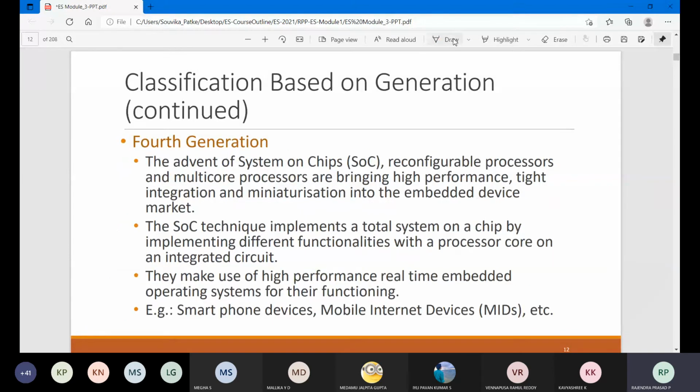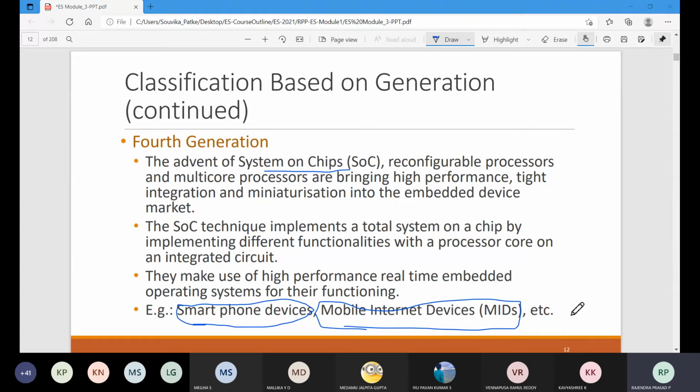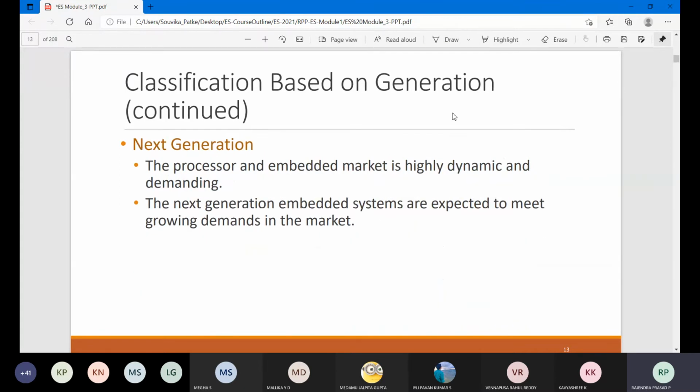So fourth generation, you are going to have system on chip. We have smartphone devices, mobile internet devices. Everybody knows how to use them because all of you are using only smartphones. Now 90% of the population is using smartphones only. Only around 8 or 10% are still using keypad mobile phones. Slowly that will also change, because there won't be any production.